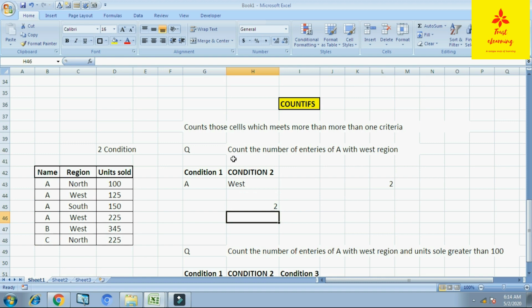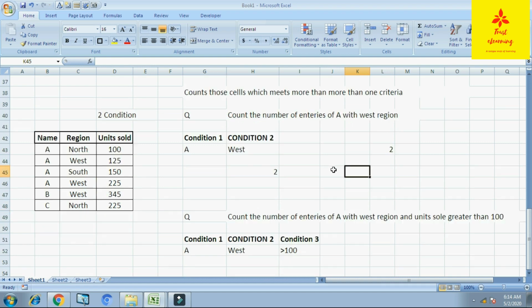Let's cross validate it. Here we have 6 entries, out of which A exists in 4 entries. So I have to find A with West. A exists in 4 entries, out of which there are 2 West entries, this one and this one. So I cross validated that the number of entries for A with West region is 2. So my answer is correct here. Let's move on to another question.